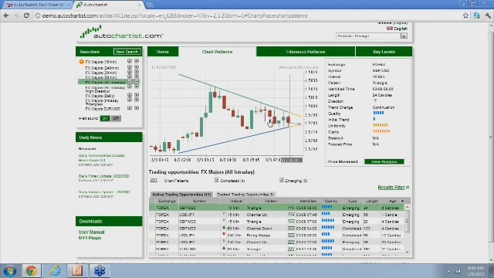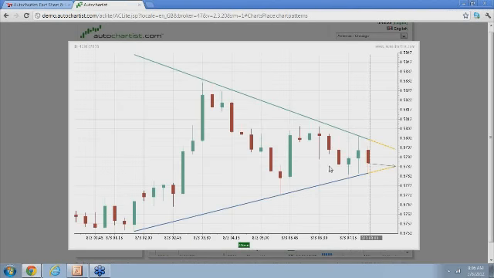The ranges are getting smaller. What this is indicating is that there's an emerging pattern, that prices are getting compressed, and that I should be preparing myself for some volatility or a breakout. The longer we stay inside this triangle and approach this apex area, you can see the support and resistance lines gradually narrow, and at some point we're going to get a breakout in this market.